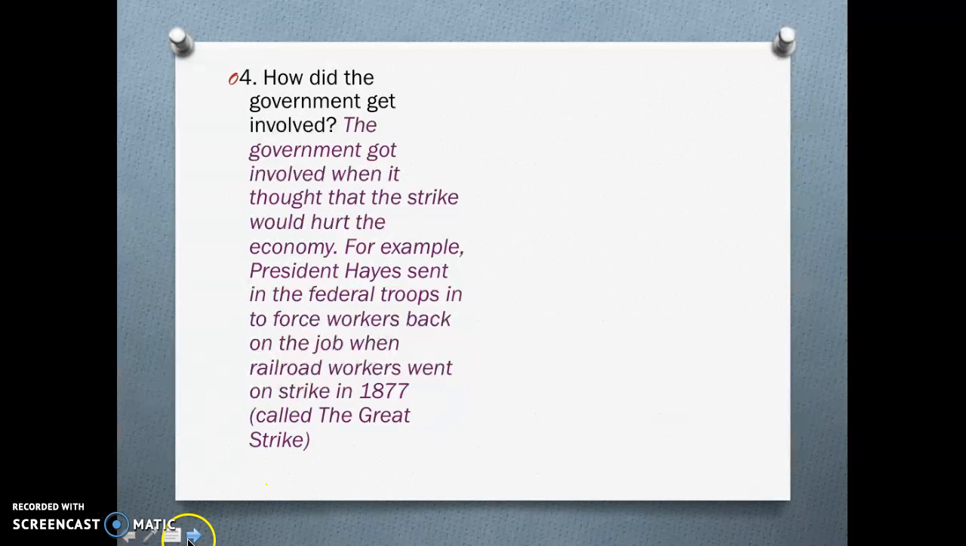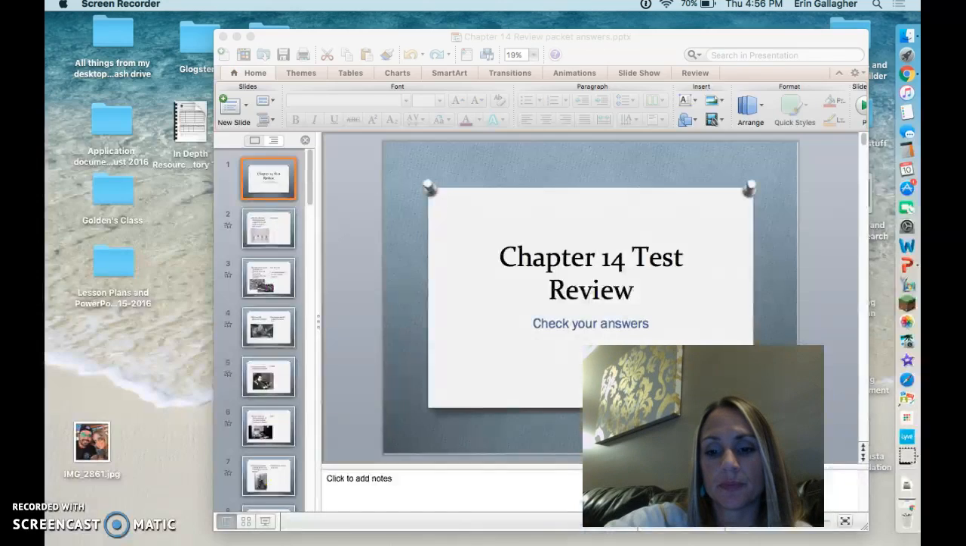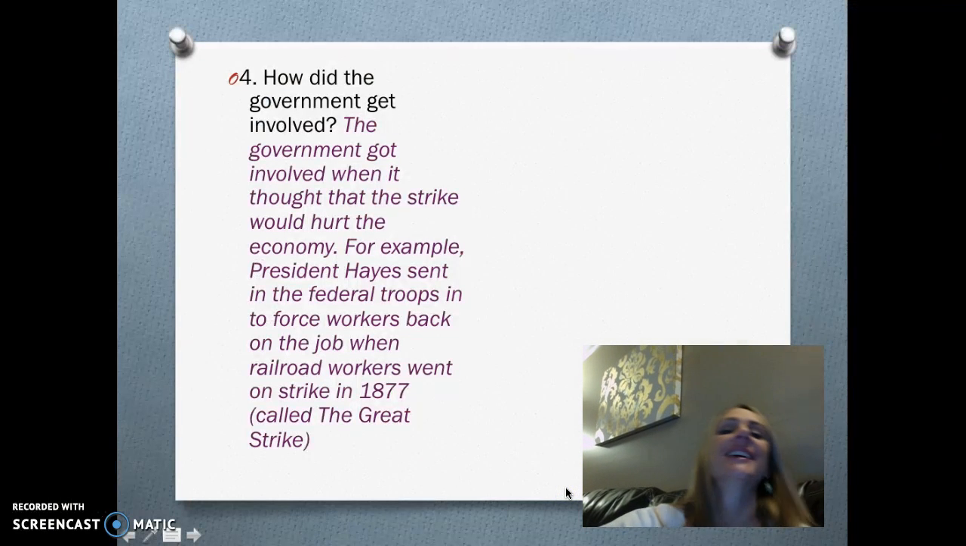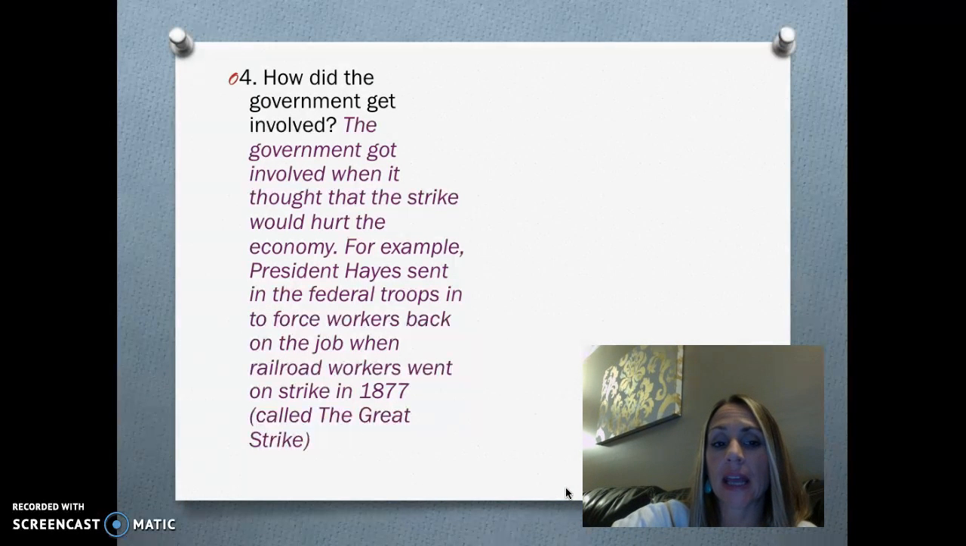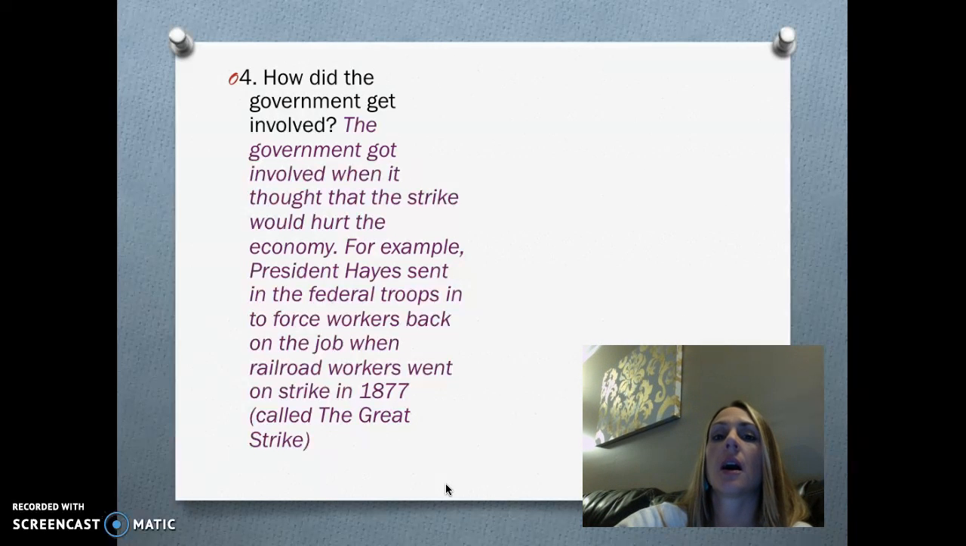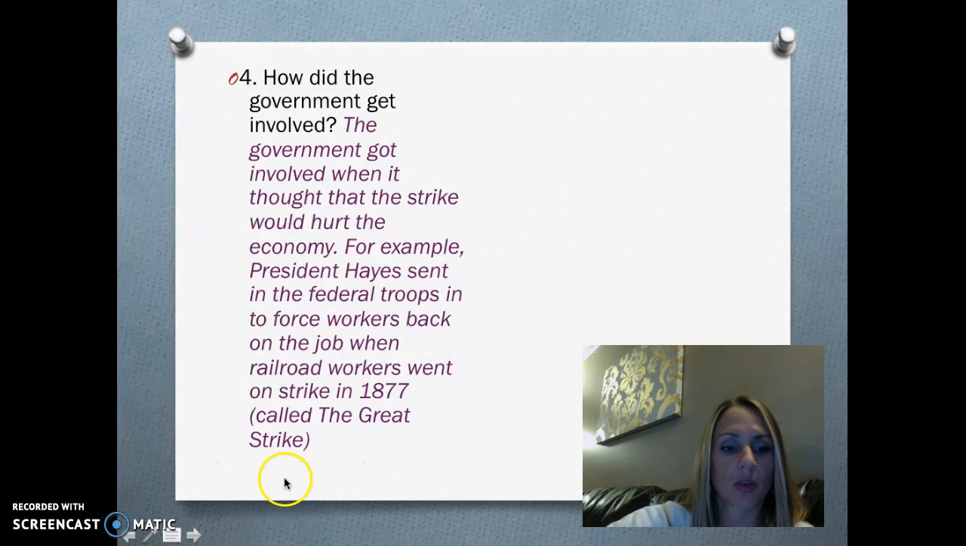The last question here, how did the government get involved? The government got involved when they thought that the strike would hurt the economy. For example, President Hayes sent in the federal troops to force workers back on the job when railroad workers went on strike in the 1877 Great Strike, or the Great Strike of 1877. That's only one example. We talked about the Pullman strike, and you could also talk about the fact that when the railroad workers went on strike with the Pullman strike, the government sent in troops. President Cleveland sent in troops and said, you have to go back to work because it's a threat to national security, essentially. Okay?